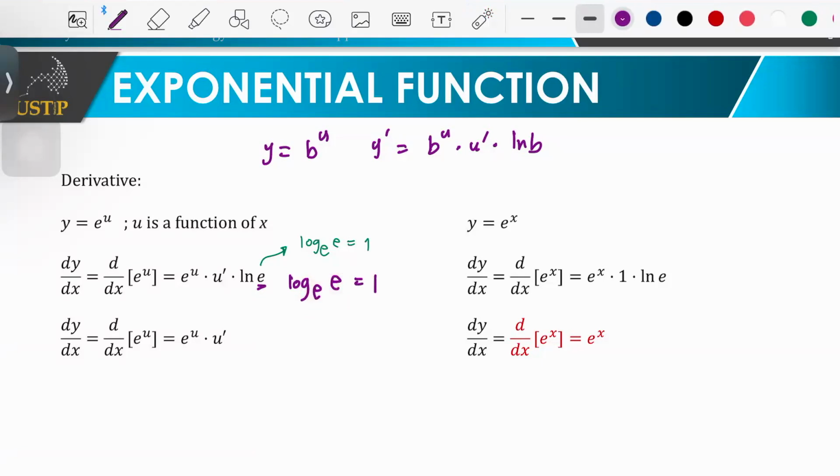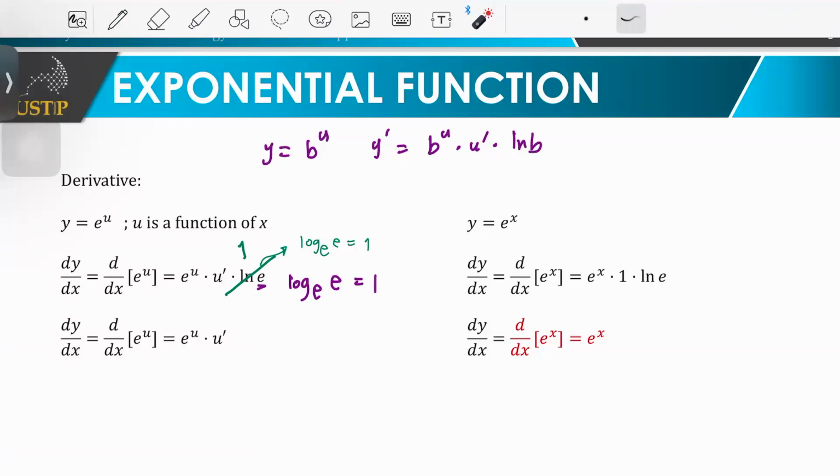Okay? So that's why ln e is just equal to 1. Okay? So, if you get the derivative of e to the u, it is just equivalent to e to the u times u prime.